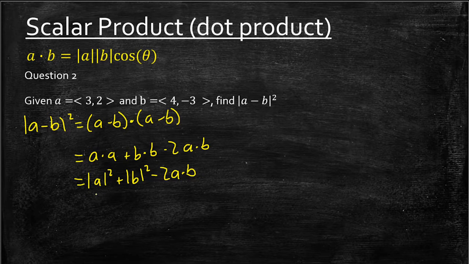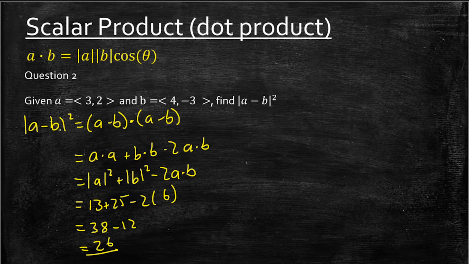So what do we need? We're going to have to find the modulus of a all squared. We know that because we worked it out in the previous questions. That's going to be root 13 all squared, so root 13 squared is 13. We know that the modulus of b was 5, so 5 squared is 25. And we know that the dot product between a and b was 6. So 13 and 25 is 38. Take away 12, and this gives us 26. So the length of a take away b all squared is 26.